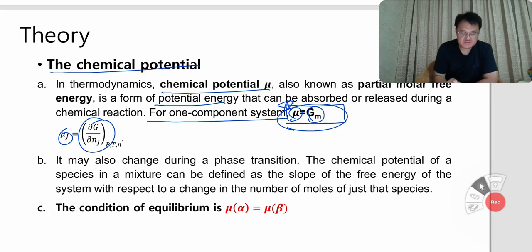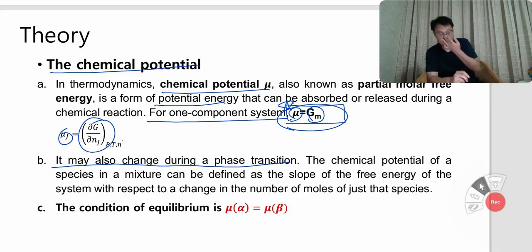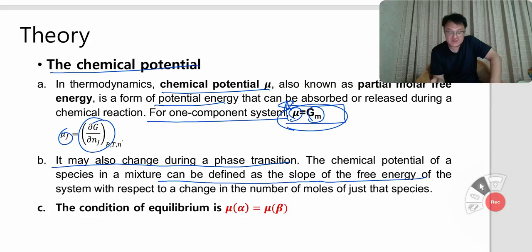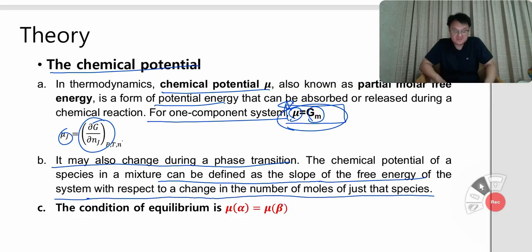It may also change during a phase transition. So the chemical potential can change. During the phase transition, the chemical potential of a species in a mixture can be defined as the slope of the free energy of the system with respect to the change in number of moles of just that species. I don't want to go into that much detail about this mixture issue. So this is what the equation is showing you. Probably today we would like to focus more on the one component system.